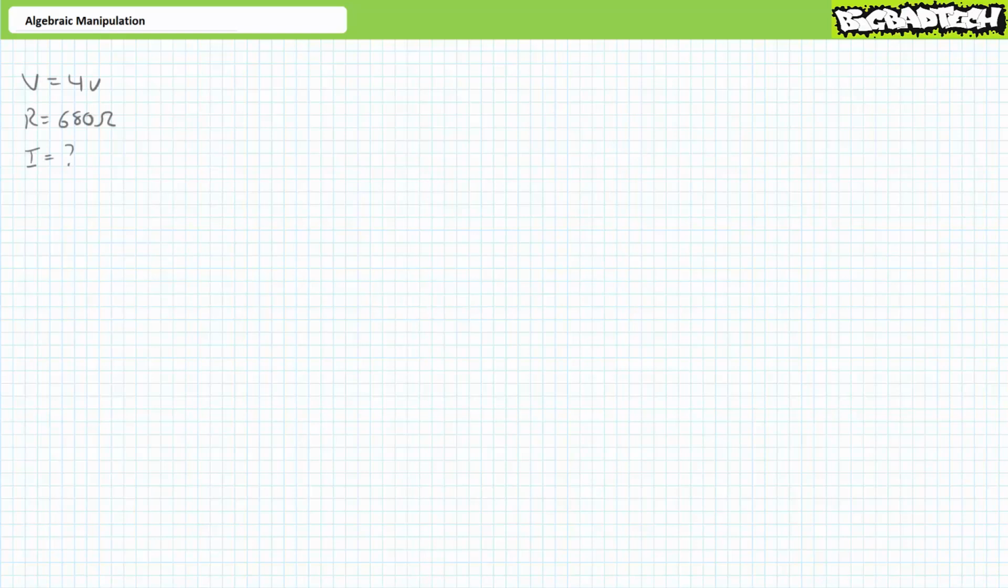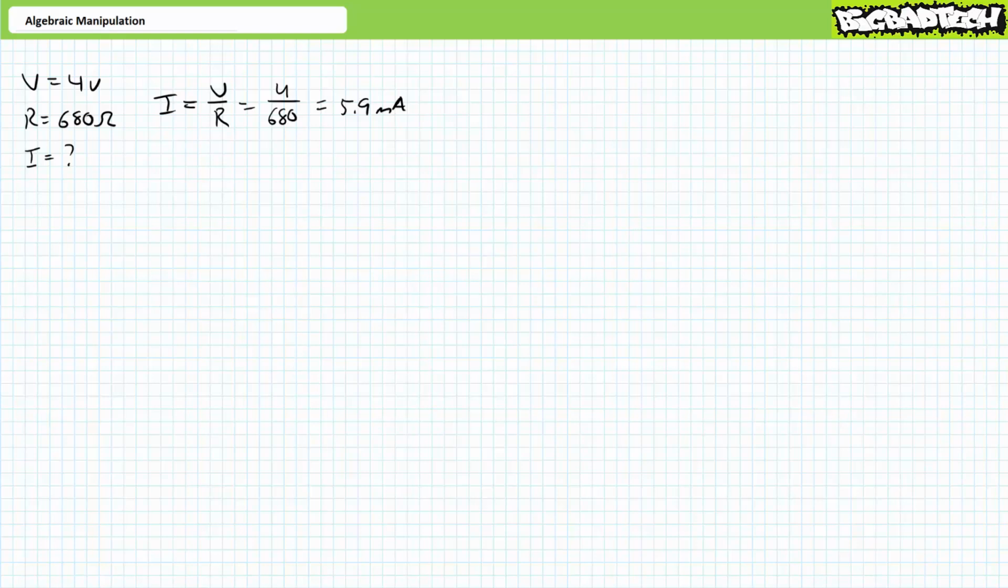A simple example. Calculations can take the place of equipment. Given 4 volts across a 680 ohm resistor, what's the current through it? Given Ohm's law demonstrates that I equals V over R, 4 volts divided by 680 ohms yields roughly 5.9 milliamperes. If you know voltage and resistance, you don't have to use an ammeter to measure current. You can calculate it.